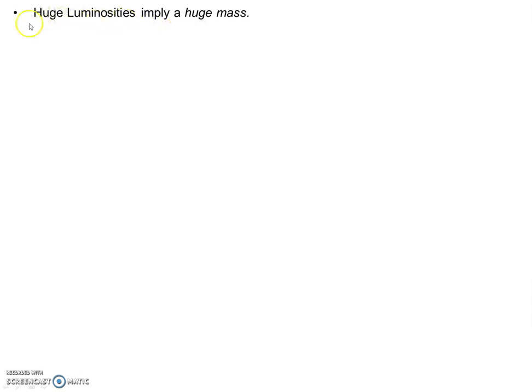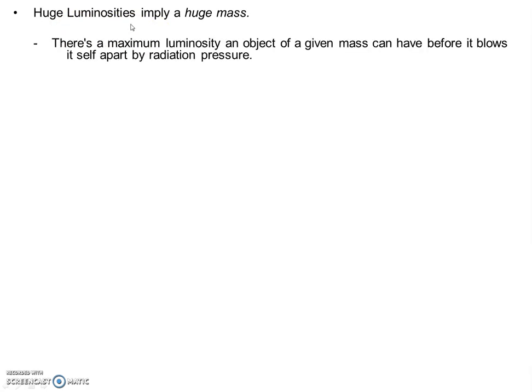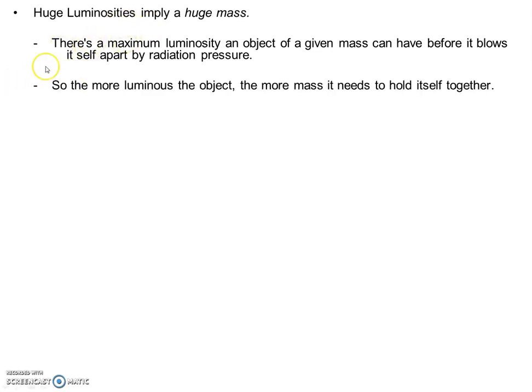It turns out when you have an enormous amount of light being produced in a small region of space, that light produces radiation pressure. And that radiation pressure, if it's being applied to a single object or a single structure, can blow that structure apart unless there's a strong enough gravity to hold the material in. So there's a maximum luminosity an object of a given mass can have before it blows itself apart by radiation pressure. So in other words, the more luminous the object, the more mass it needs to hold itself together.